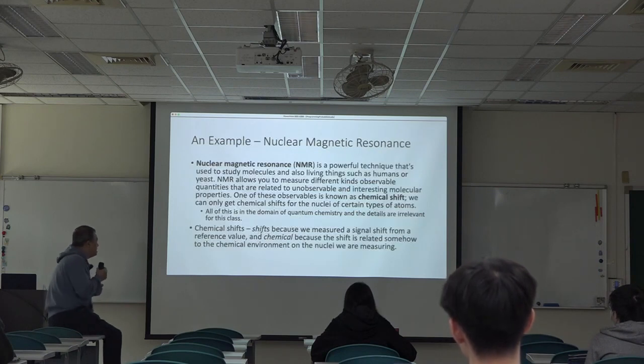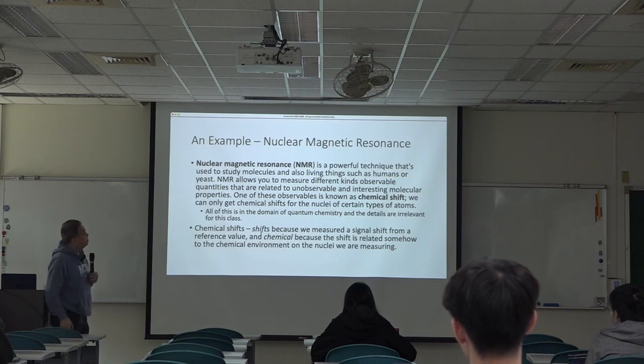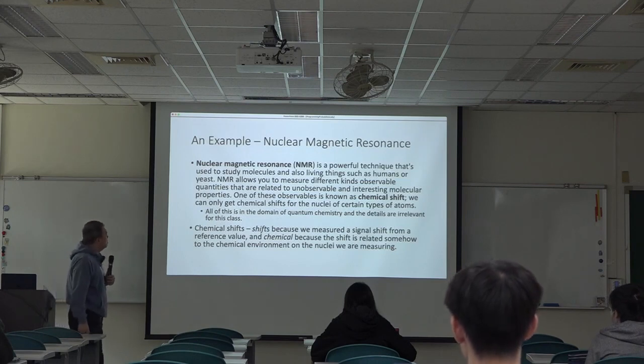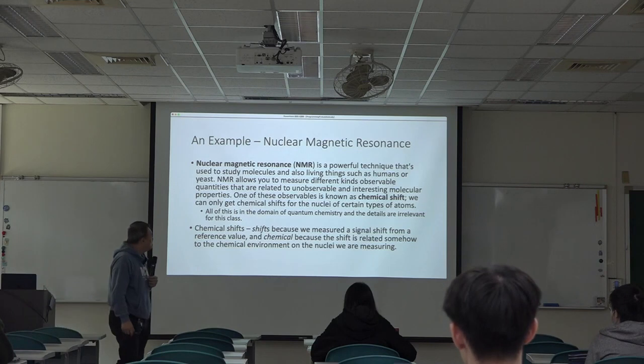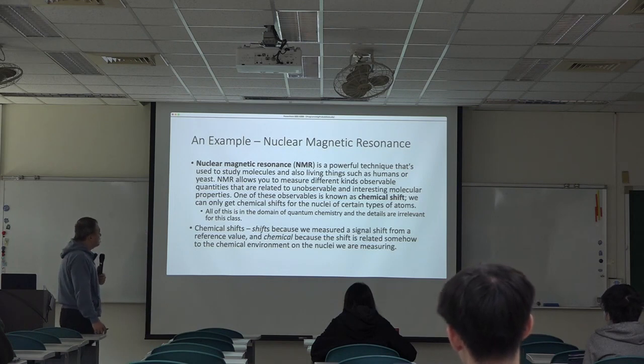So let's consider one example where we will use the Gaussian model. This is called nuclear magnetic resonance, NMR. This is a technique that is used to study molecules, such as human or yeast.